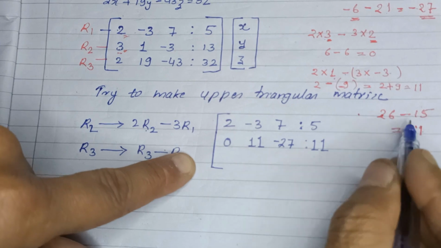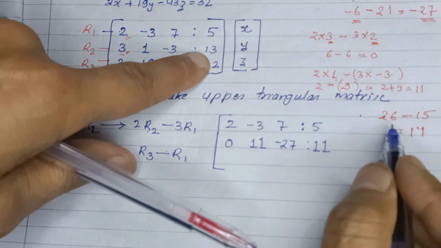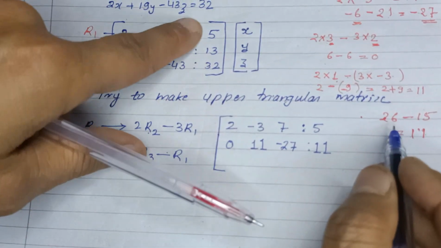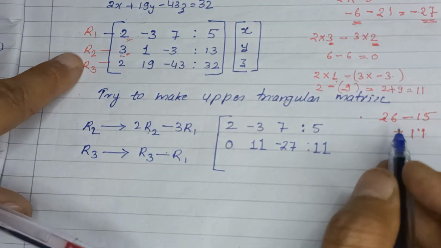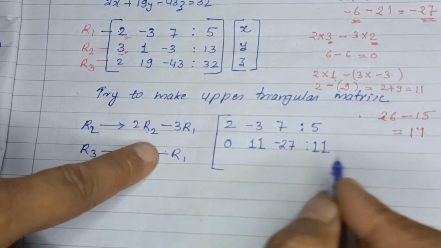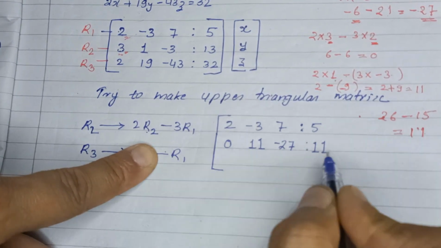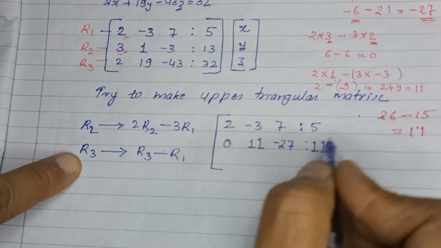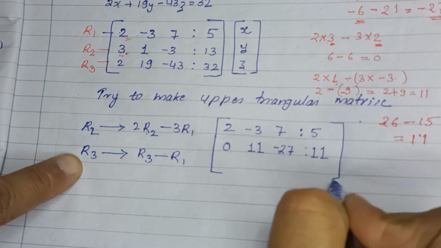What happened? 26 minus 15. How did we get 26? We multiplied with 2 here, and above we multiplied with 3. So the second row with the third row. Yes, we got the answer 11 here. So that's what we got in this second row. Now the third row we have to do. So let's go for the third and final row.